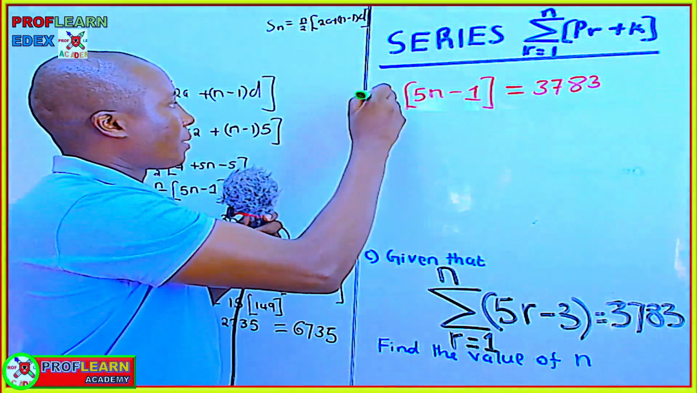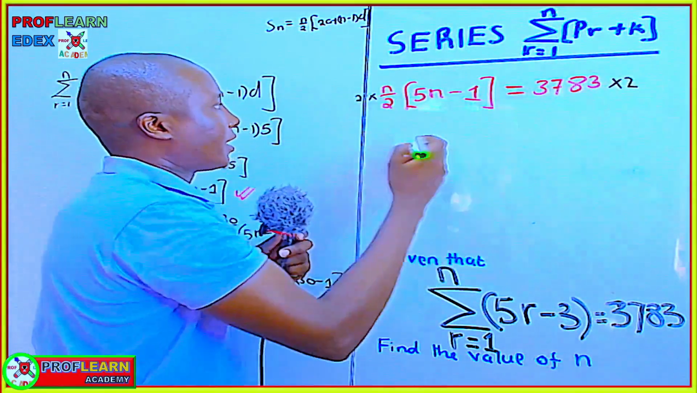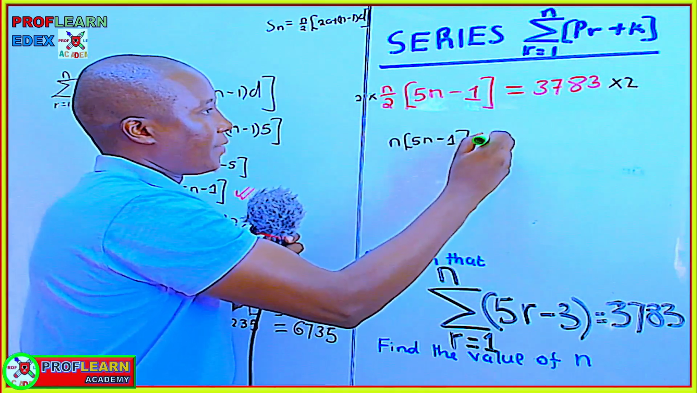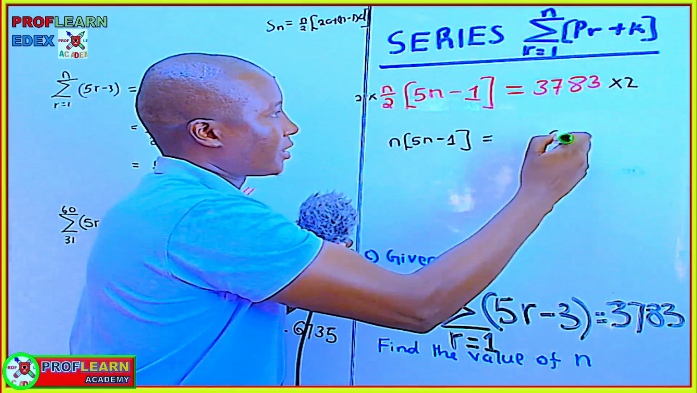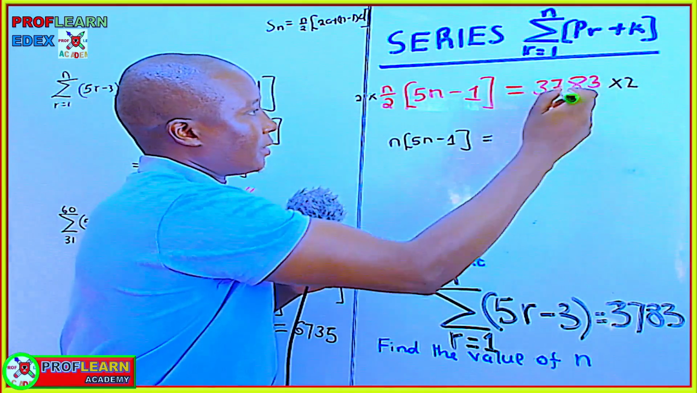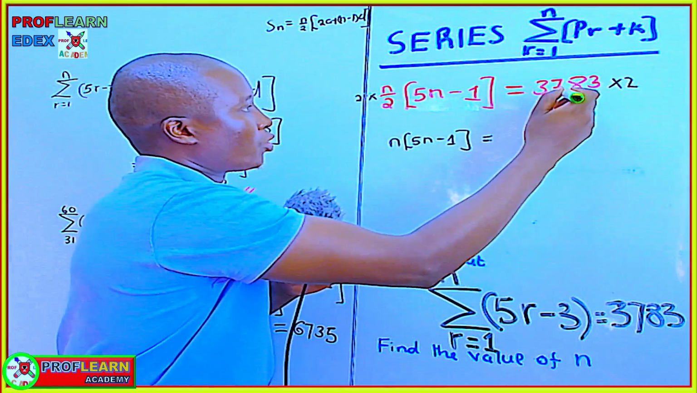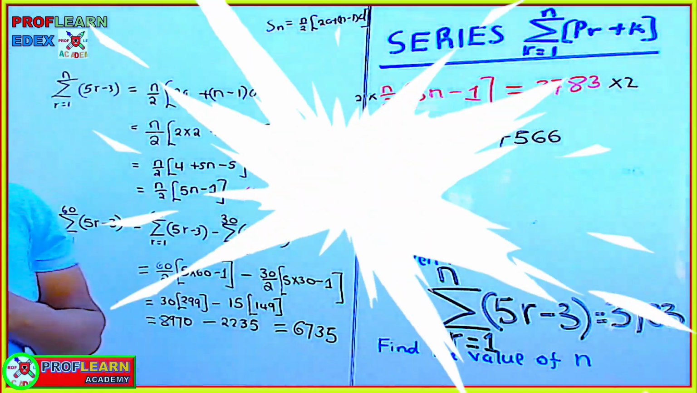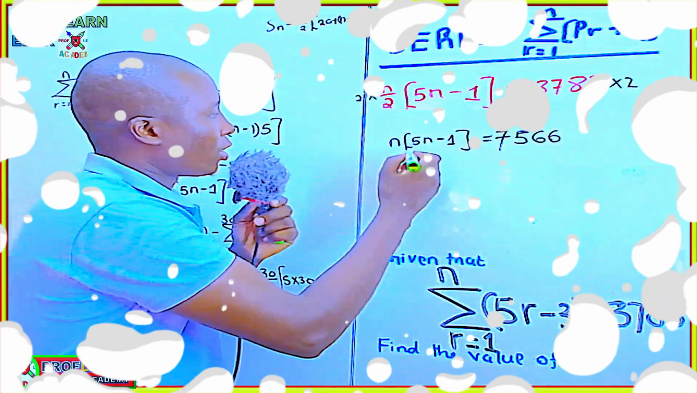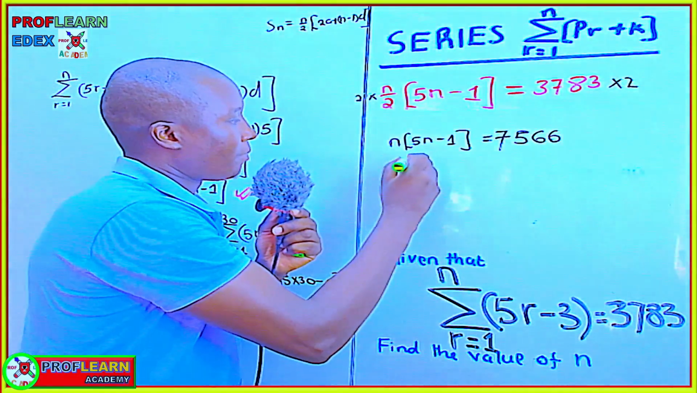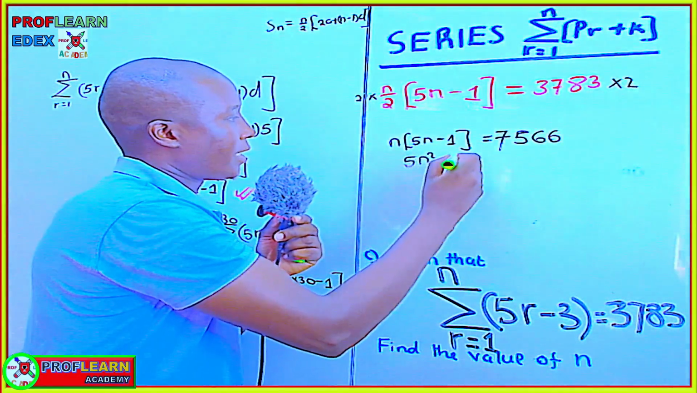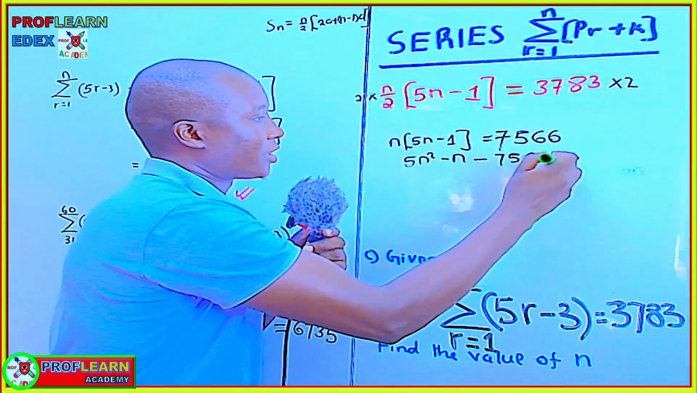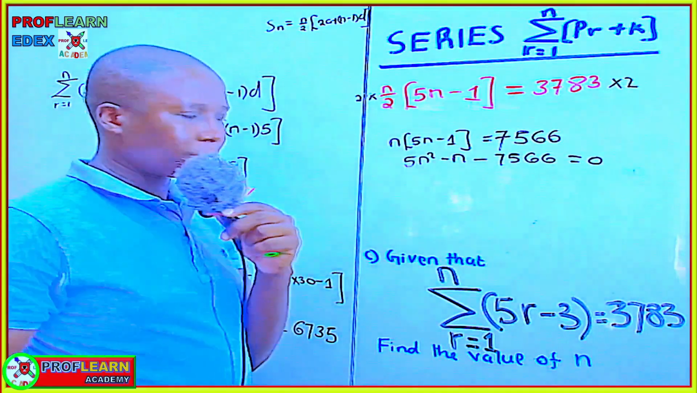So first we're going to multiply by 2. Then we're going to have n into 5n minus 1, and that is going to be equivalent to 7566. Once we have done this, we're going to open the bracket, and this is going to become 5n squared minus n minus 7566 is equal to 0.